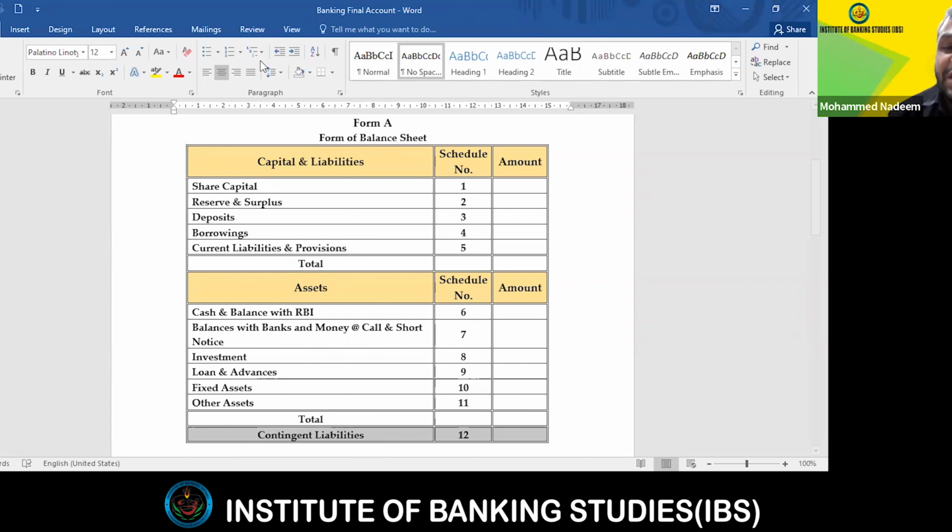Other branch, other bank, who will give you money as you are a banker. Correct. So any confusion in the borrowings now?